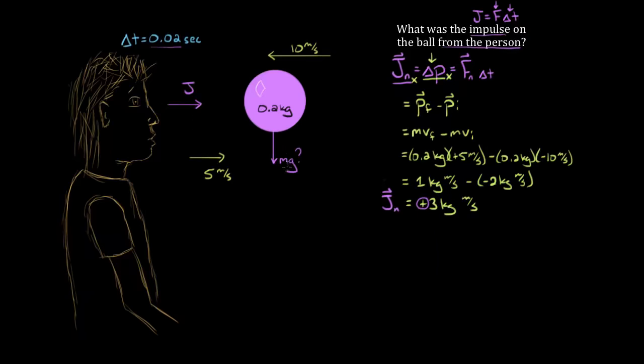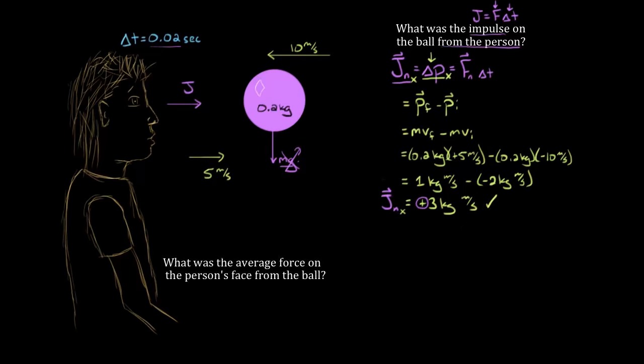So that's why in these collision problems we typically ignore the force of gravity. So we don't have to worry about that here. That's not actually posing much of a problem. We did find the net impulse in the x direction, and since our face was the only x-directed force, this had to be the impulse that our face exerted on the ball.